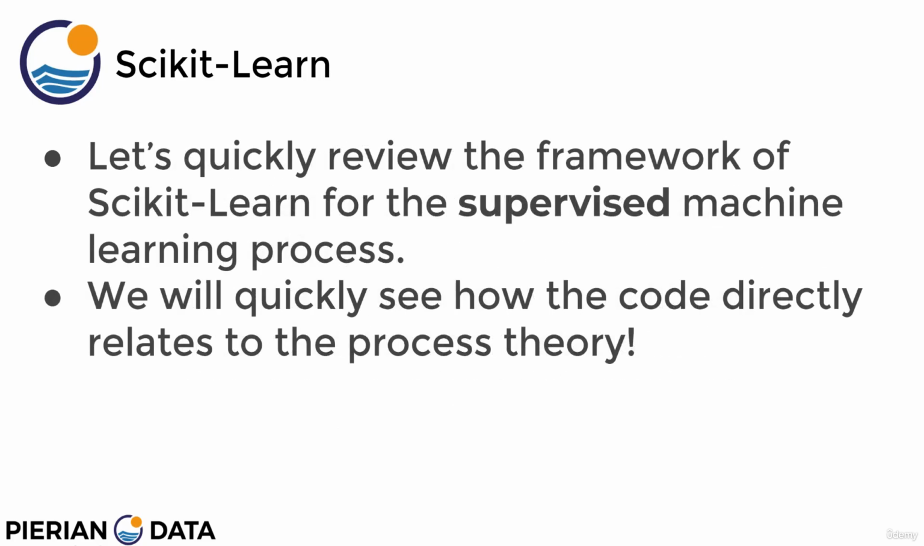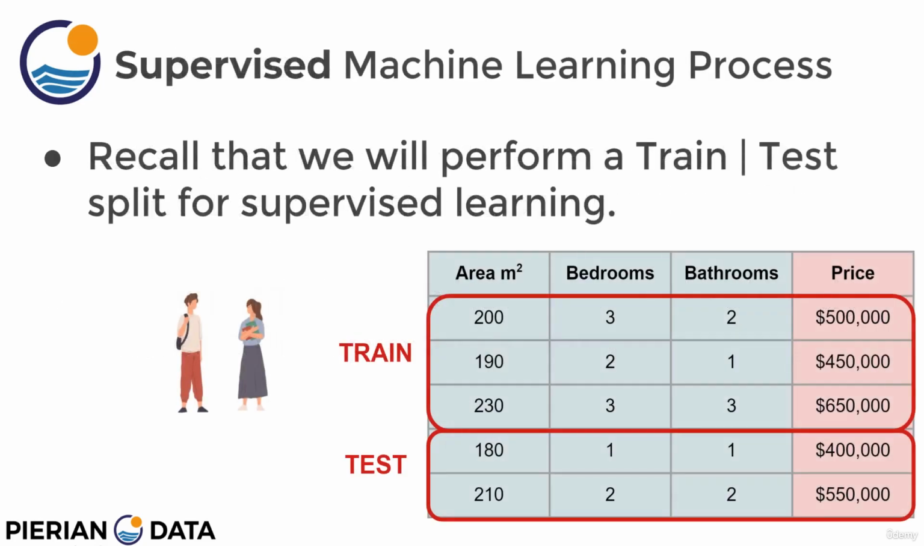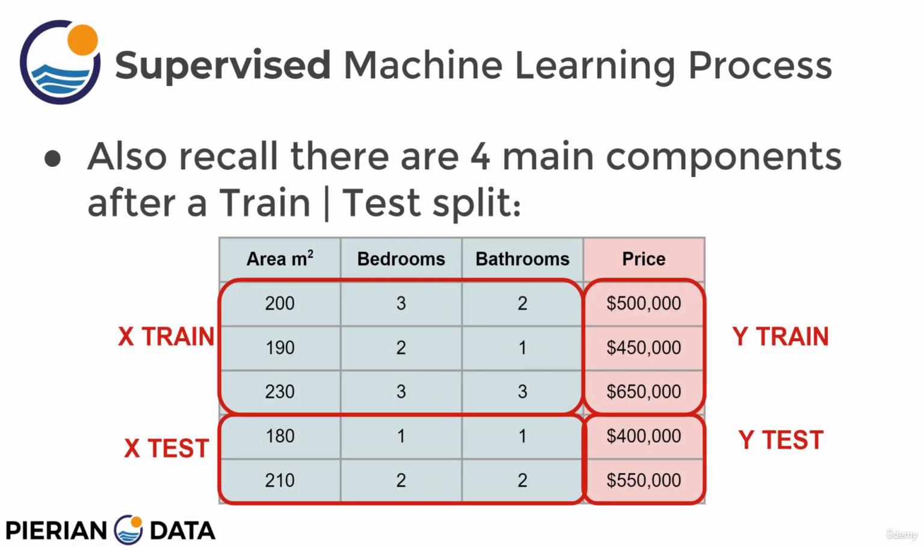Now let's quickly review the framework we just discussed of scikit-learn for the supervised machine learning process. We will quickly see how the code directly relates to the actual process theory we described in the machine learning overview section. Recall from our discussion on the supervised machine learning process that we need to perform a train test split for supervised learning in order to fairly evaluate our model. And you can also recall that upon performing a train test split, you actually have four main components.